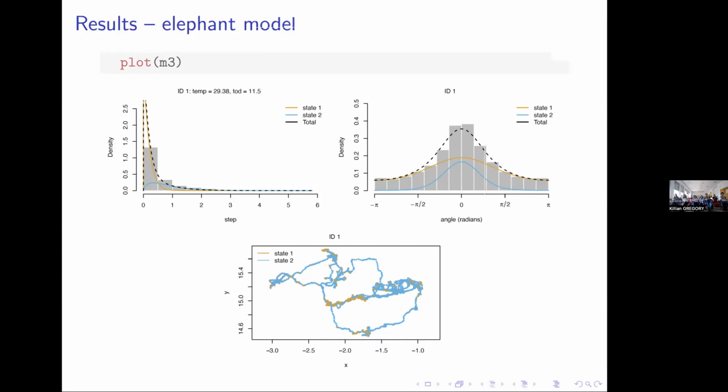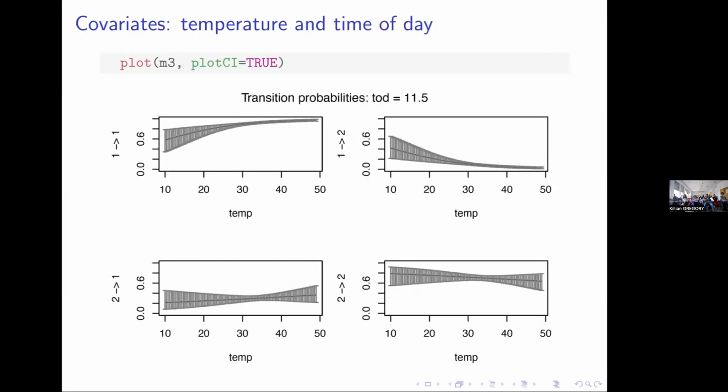Okay, so here's what that looks like. Since we have covariates on our step lengths, these plots are just for fixed values of those. But we see the same pattern where state 2 is the faster, more directed state. And maybe more interesting, there we go.